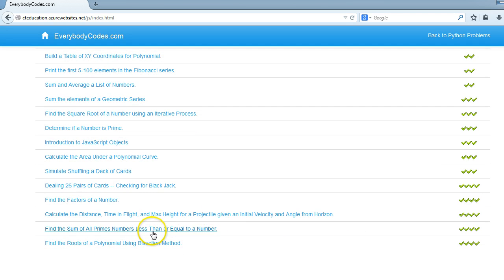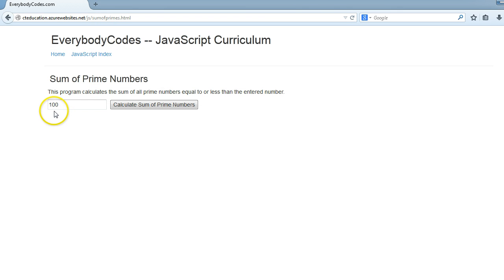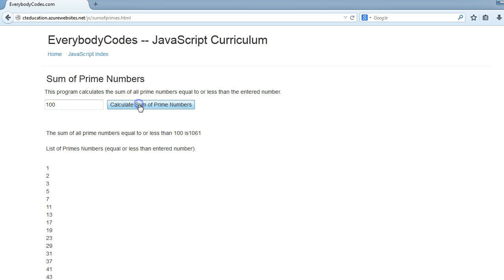Let's find the sum of all prime numbers less than or equal to a number. Here's a challenging one. Here we have a number. Let's find all the prime numbers less than 100 and sum those all together, and we get 1061. Let's get something closer to 10,000. Let's find all the prime numbers up to 10,000, and we sum those together, we get a huge number.